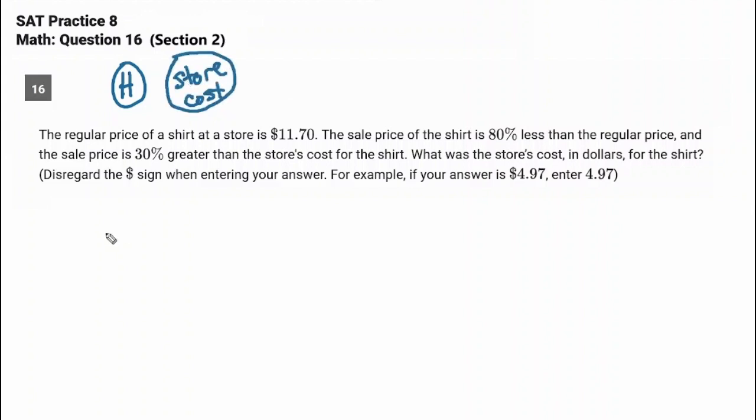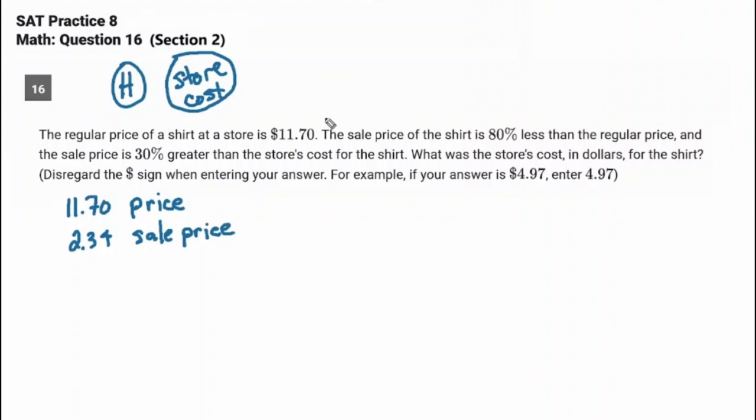All right, everybody's going to start strong in this problem. It's going to be like, okay, man, price is $11.70. And then you can get to the sale price with one step or two steps. I'm going to go one step. I'm just going to take 0.2 times 1170. I'm going to get $2.34.